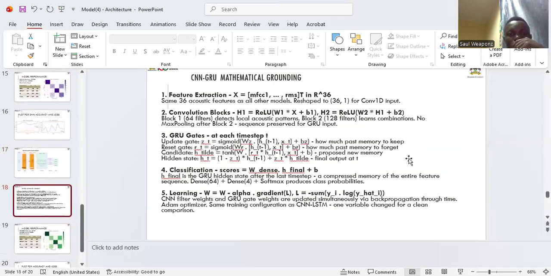So this is the mathematical grounding of the model: the feature extraction, the 36 features going into a conv1 block, and then at the GRU gates, at each timestep T, we have the update gate and the reset gate. At the update gate, we look at how much past memory to keep, and at the reset gate, we look at how much past memory to forget. Yeah, so after that the classification score is supposed to be probabilities for this model.